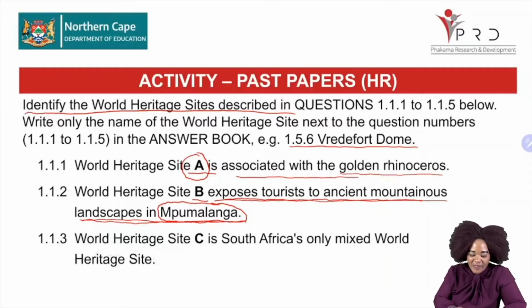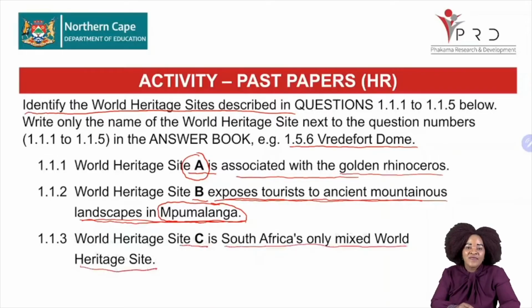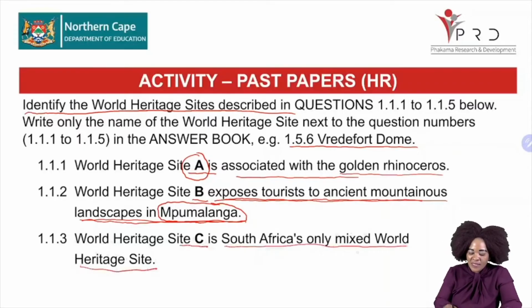1.1.3 World Heritage Site C is South Africa's only mixed World Heritage Site. Grade 12 learners will remember that you've got cultural World Heritage Sites, you've got natural World Heritage Sites. You also have one World Heritage Site out of the 10 that is a mixed World Heritage Site. And I know that you have written the correct answer even there.